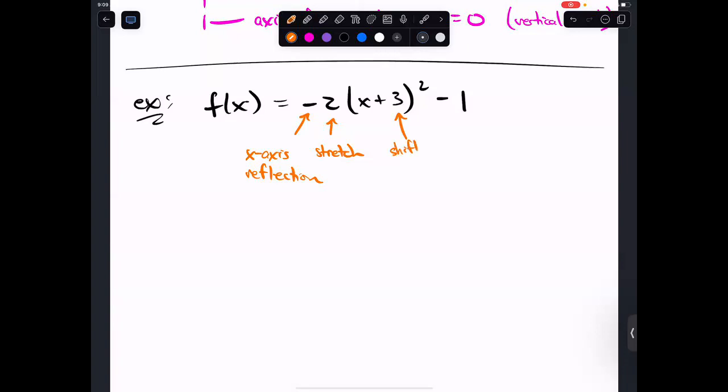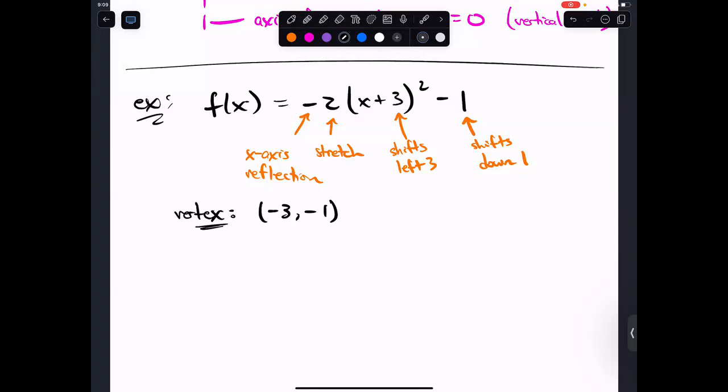Yeah. And left 3 and down 1. Okay. Again, that's stuff we already knew, right? That's just transformations. Here's what happens. What's the vertex then? -3, -1. Yeah. And because of that x-axis reflection, it opens down, right?